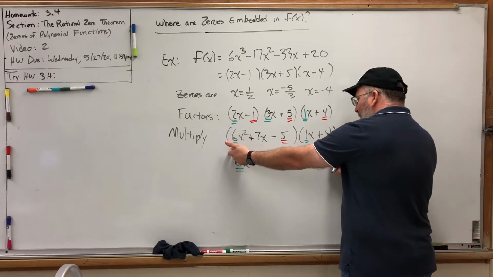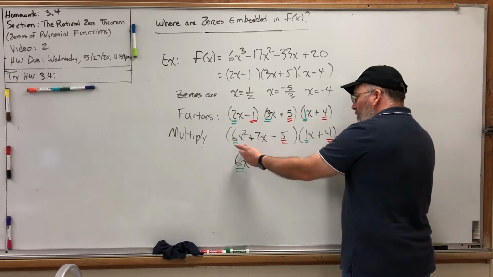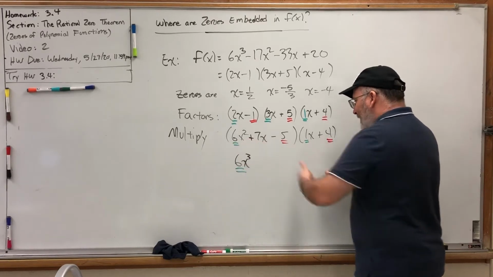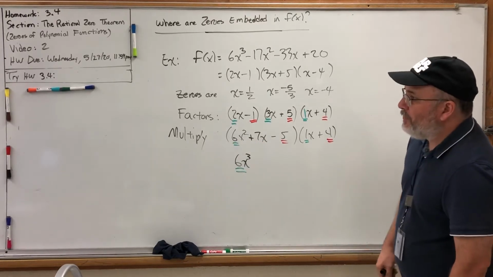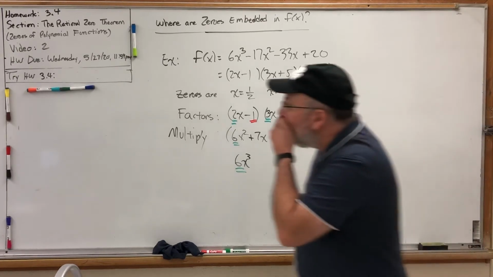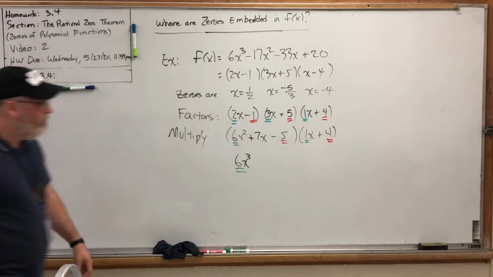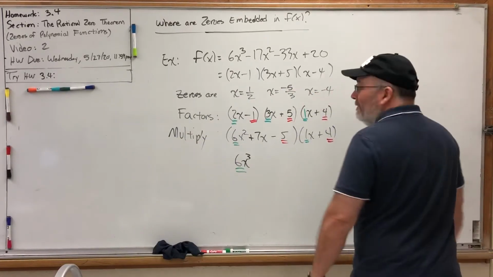6x squared times positive 4 is positive 24x squared. 7x times 1x is positive 7x squared. 24 and 7 is something. Something is not going right here. Sorry, but as you can expect, I had things already figured out previously. So, I found the problem. You may have seen it also. Wait, did I find the problem?